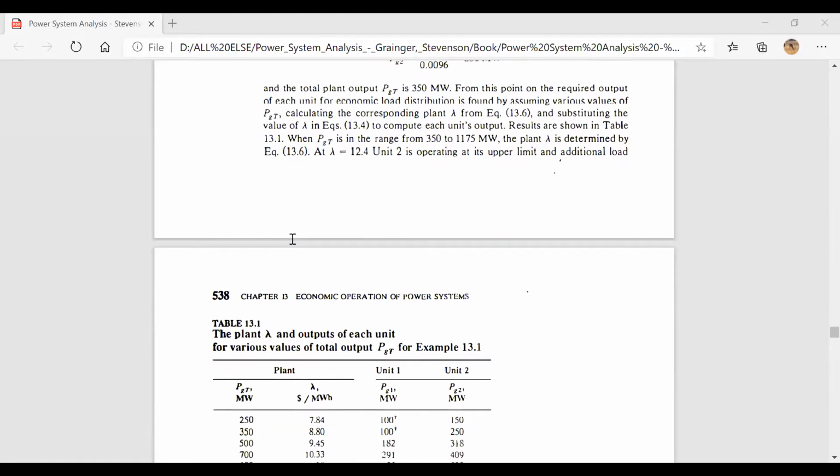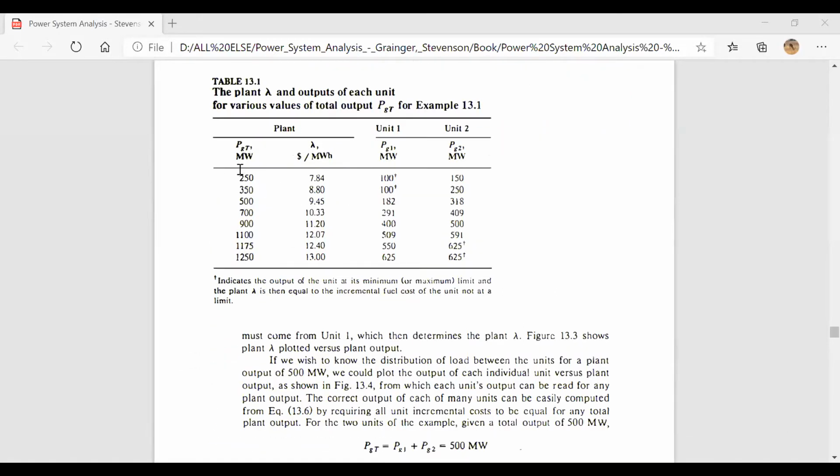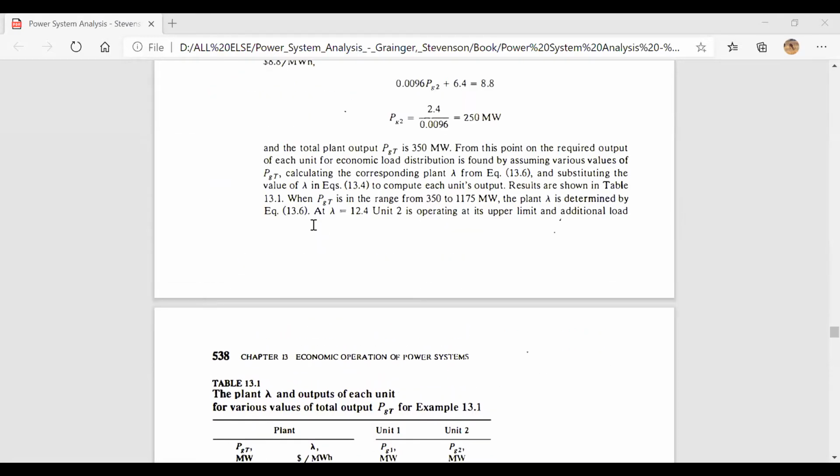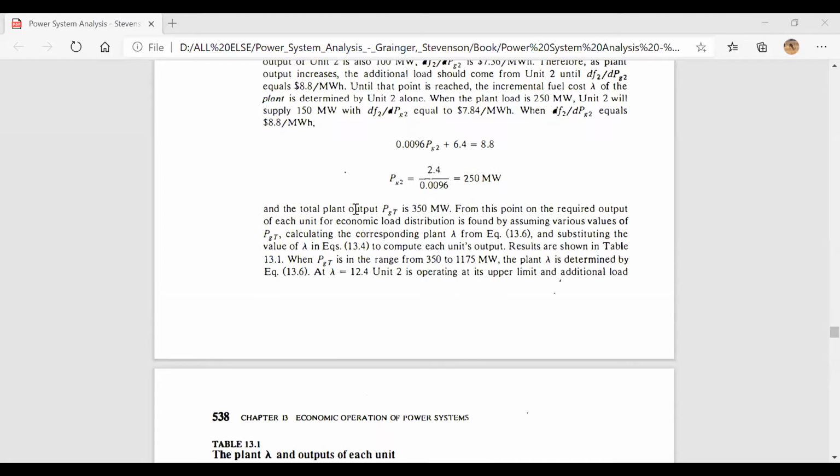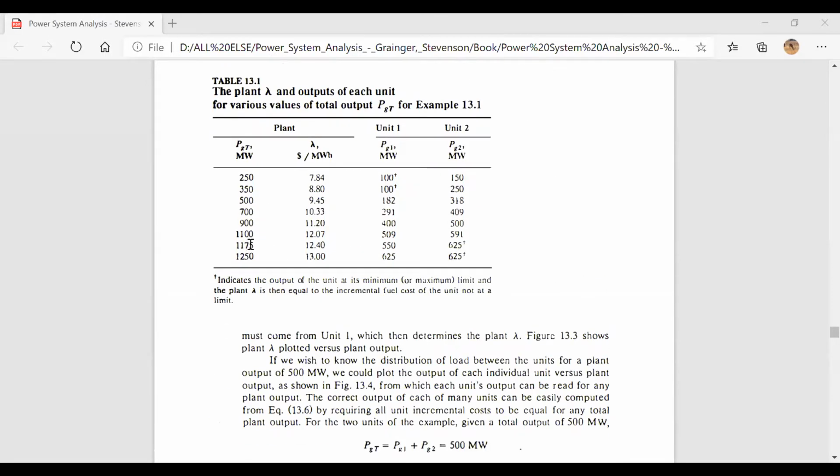calculating the corresponding plant lambda. So now we're going to say, all right, for 250, we get 7.84, for unit 1 is 100 and 150 megawatt. 350 is 8.8, and 100 and 250. That gives us 350. 500 is 9.45, and that gives us PG of 182 and 318. So for each value, you're going to substitute it in this equation of yours to get to those values.